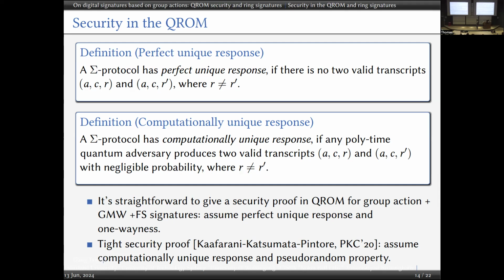And yeah, based on the QROM work I mentioned before, it's straightforward. If we have perfect unique response, one way is we can prove the group action under the GMW plus FS framework. The digital signature is secure under QROM. We can also have a tight security proof under QROM based on work called Scifish, which appeared in PKC20. We need to assume the computational version, and we also need a stronger assumption, the pseudo-random assumption.